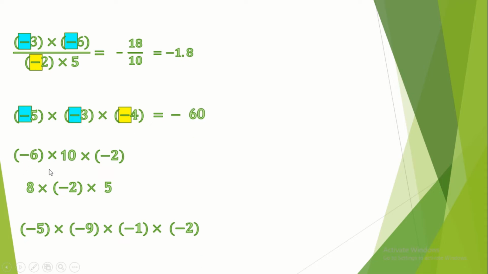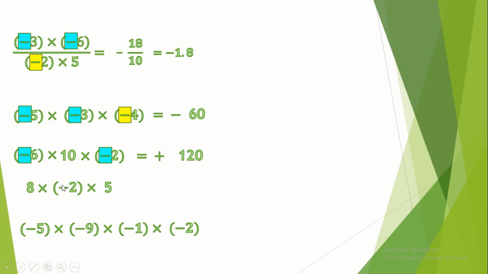Another example, as you see here, 10 is not included between parentheses. There is no sign in front of it. It means that we have here plus 10. It will not affect. We count the signs of minus. How many minus are we having? 2 minus, it gives us plus. 2 is an even number. Now 6 times 10, 60 times 2, 120. So it's plus 120.